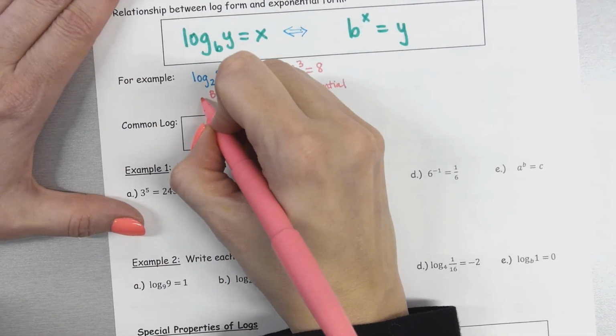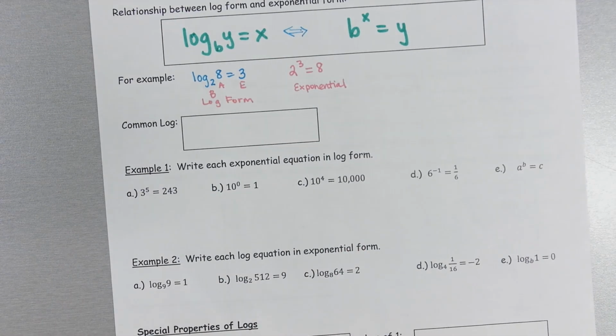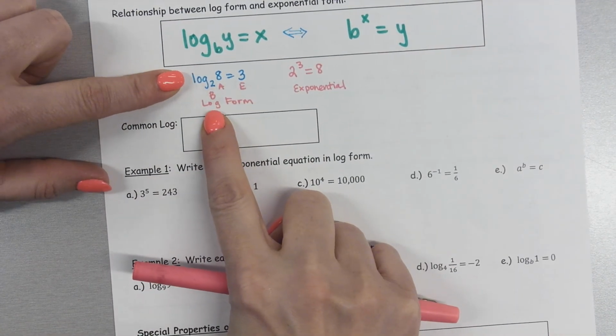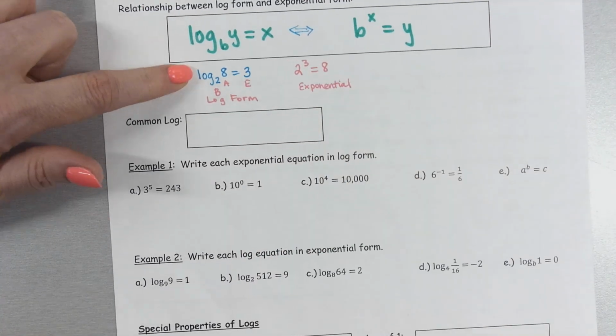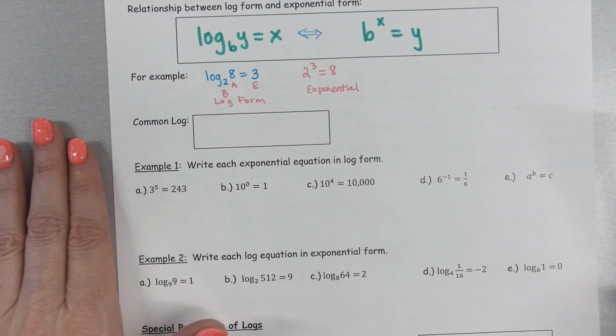And then what we have here is the logarithmic form, or log form. If you're writing in log form, you should have a log in there. In exponential form, you should have an exponent. So we are going to be using those a lot.